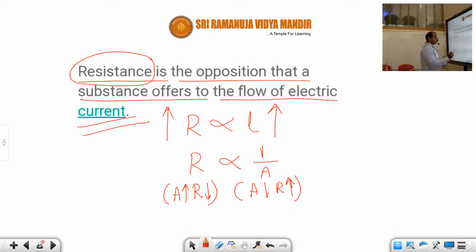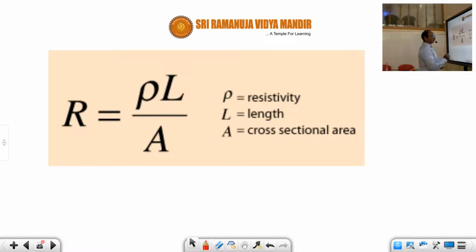So the final expression will be like this. Capital R equals rho into L divided by area, where rho is called specific resistance, otherwise resistivity.